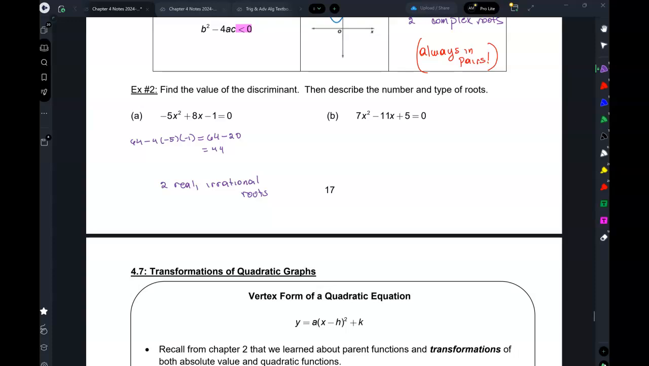Okay? This one, b squared minus 4ac, negative 19. So that's 2 complex roots. And that is that.